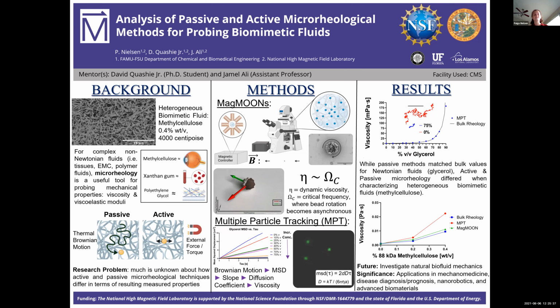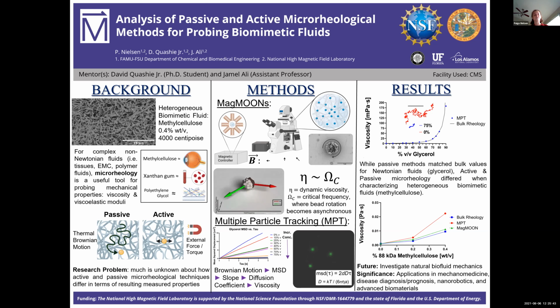While passive methods matched bulk values for Newtonian fluids, such as glycerol, active and passive results differed when characterizing heterogeneous biomimetic fluids, such as methylcellulose, as shown in the second graph. In summary, here we use two microrheological techniques to characterize the viscosity of biomimetic fluids.